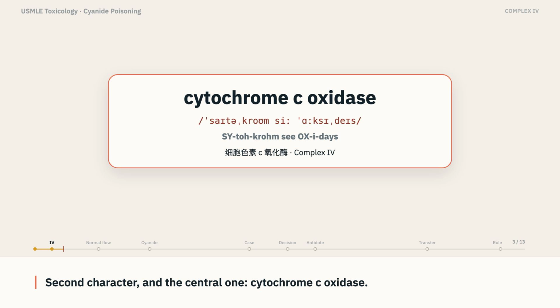Hold that role in your head, because almost everything today is a consequence of it. Second character, and the central one, cytochrome C oxidase. Say it with me in pieces, cytochrome C oxidase. Its other name is complex 4. And after this scene, I will use both names, so let me tie them together now. Cytochrome C oxidase and complex 4 are the same object.